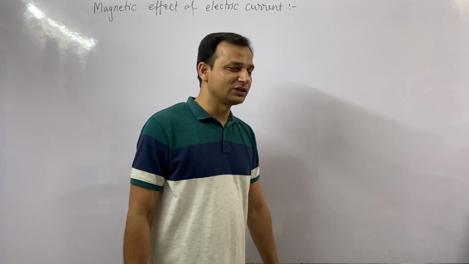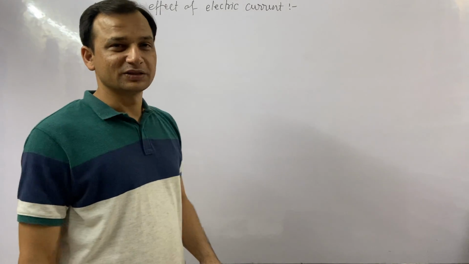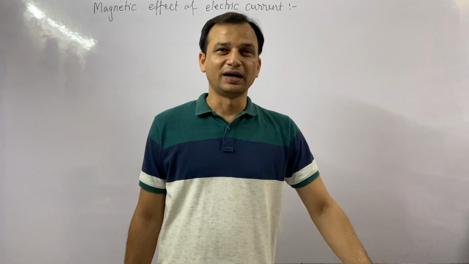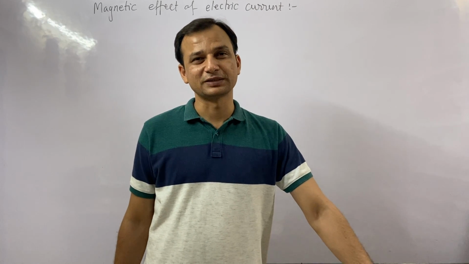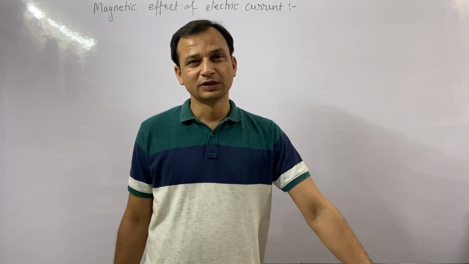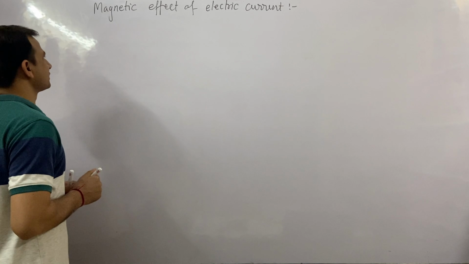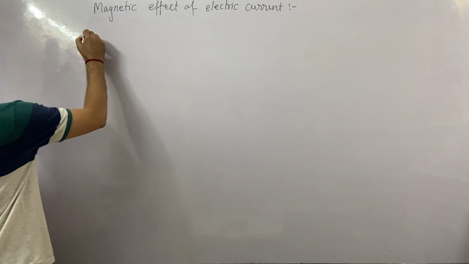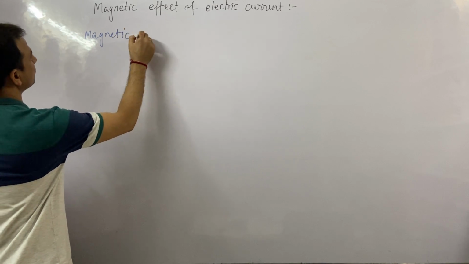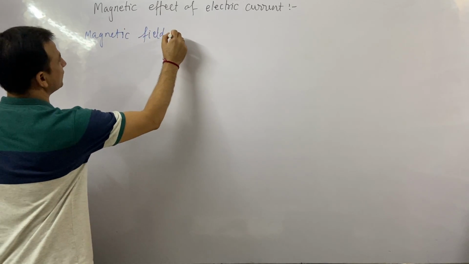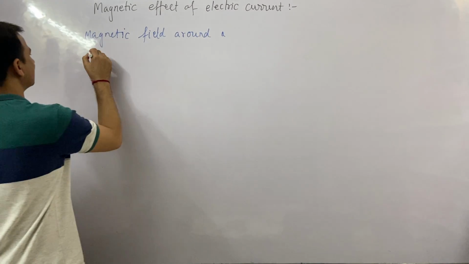And today's topic is magnetic effect of electric current. This topic is important from your MYP 5 exam point of view. In this topic, what we are going to discuss first is the magnetic field around a conductor.